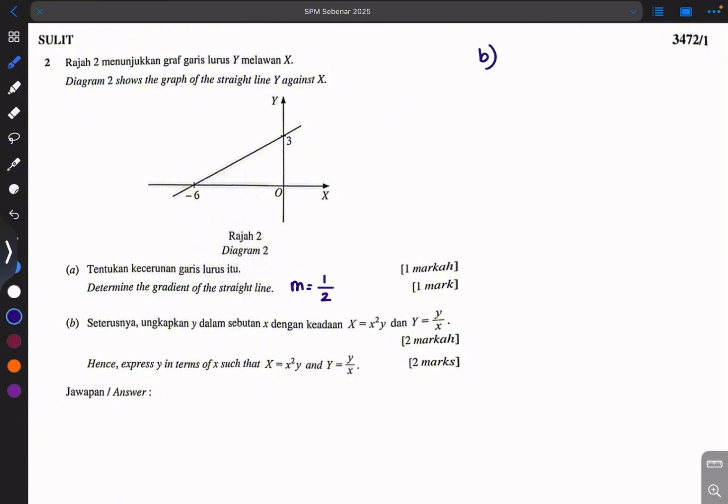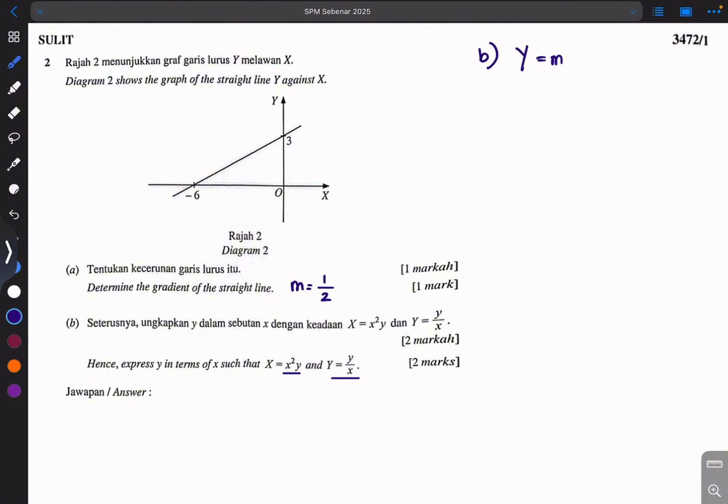Question B. Hence express y in terms of x such that X is this, Y is this. Okay. When they give us capital Y and capital X, that means this represents the x's. Okay, it doesn't mean this represents y and x. So what we need to do is sub in. So they already said capital X is this, capital Y is this. So we sub it into our equation y equals mx plus c.